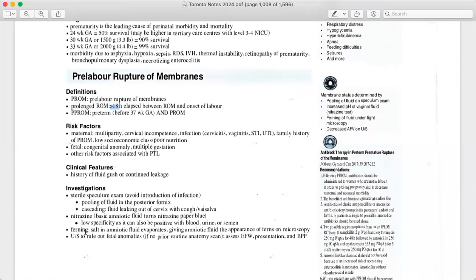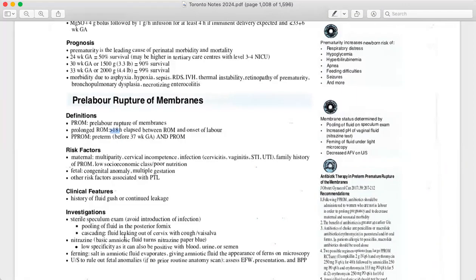Then the nitrazine test is done, but it has low specificity, so we can even avoid this one. Then ferning of the salt in the amniotic fluid as it evaporates. Ultrasound to rule out fetal anomalies. So usually we go with the ultrasound. That's kind of safe and helps you find out if the membrane is there or not. Prematurity increases newborn risk of respiratory distress and hypoglycemia. Hypoglycemia is one of the most important things, because after birth, the first thing the child could experience is seizure, which could be caused by hypoglycemia or hypocalcemia. Also hyperbilirubinemia, anemia, apnea, feeding difficulties, seizures.